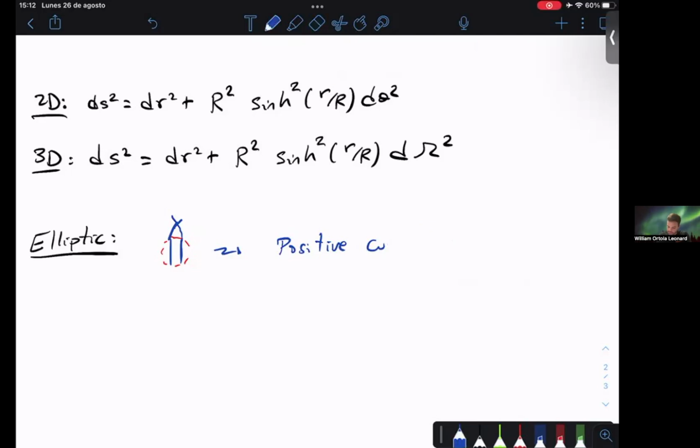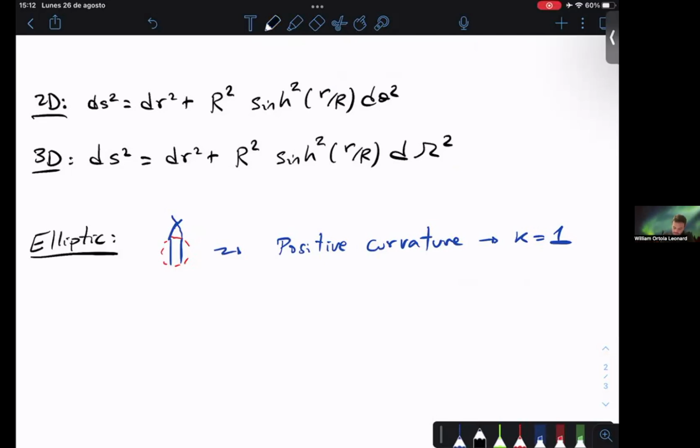I write very badly, but with k equals +1 in this case, okay? Right now you don't see where these positive k's or negative k's come in, but you'll see it in a little bit when we go to the FLRW metric.